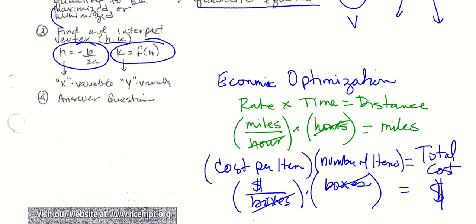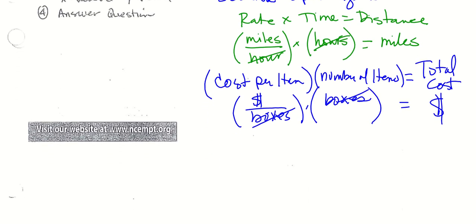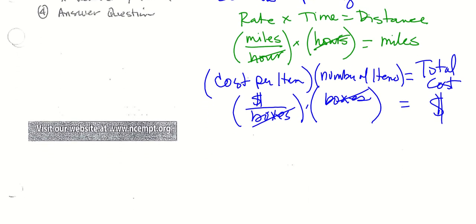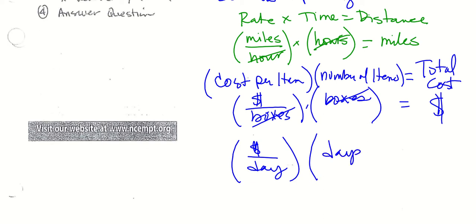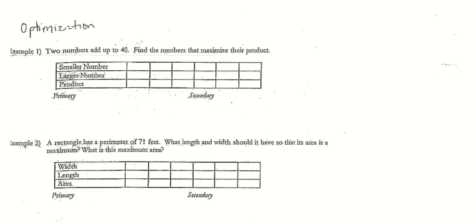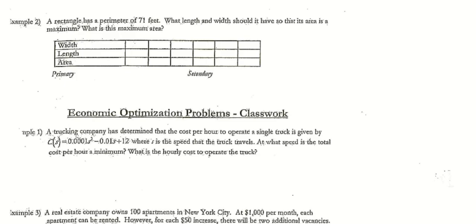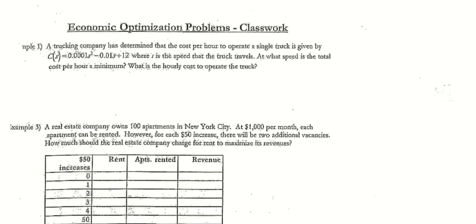So another example might be that if we had dollars per day, so let's say we're working and we earn so much per day, and we multiply that by the number of days we work, again, the days would divide out and we would get dollars. So these are optimization problems where we're multiplying two quantities together and the result is a certain amount of money. So here's an example we're going to look at. We've already looked at example 1 and 2. If we go back here, we're going to look at this trucking problem.